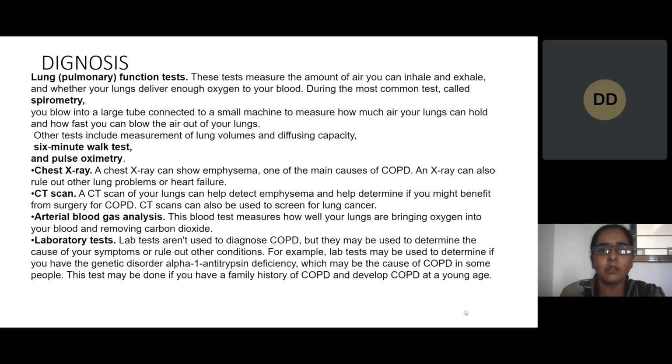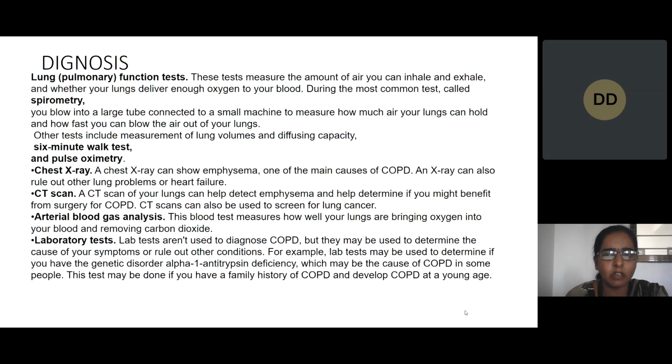How can we diagnose COPD in our practice? First, we can do a lung or pulmonary function test. This test measures the amount of air you can inhale and exhale, and whether the lungs deliver enough oxygen to our blood. The most common test is called spirometry. You blow into a large tube connected to a small machine to measure how much air your lungs can hold and how fast you can blow the air out of your lungs. Other tests are the 6-minute walk test, pulse oximetry, and chest X-ray.